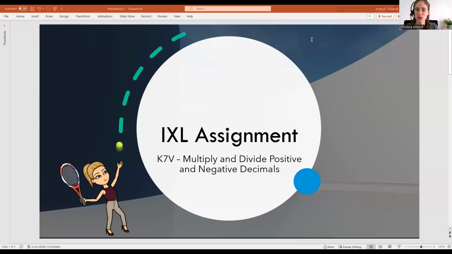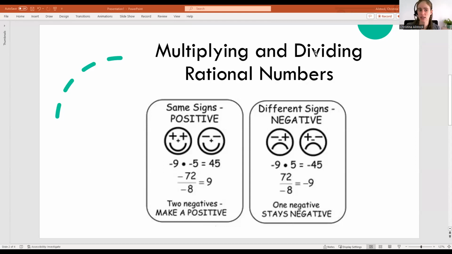Hello everyone. Today we're going to work on IXL assignment K7V, multiply and divide positive and negative decimals. When we're working with positive and negative decimals, that is technically called a rational number, because rational numbers include our decimals, our fractions, and our integers.